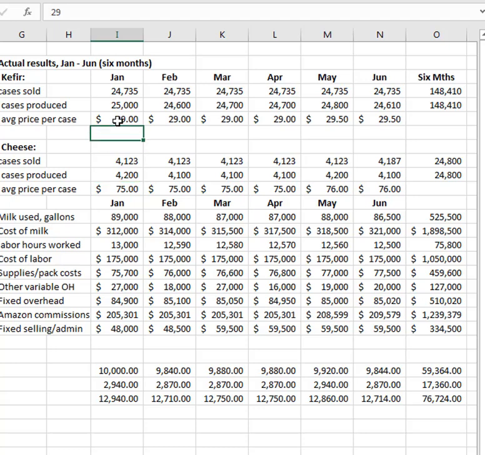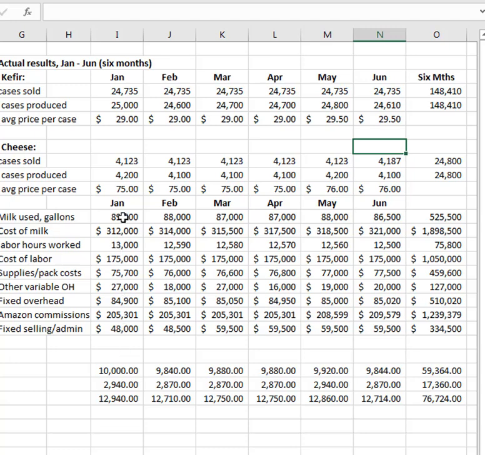So the price per case went up a little bit at the end for both kefir and cheese. Just something for you to notice there, that it started a little bit below budget, but then got up to budget. And then here we started a little bit below budget because we budgeted $30, and we're inching up but haven't quite got back to the $30. So just scanning the data and getting a look at what went on with the client.